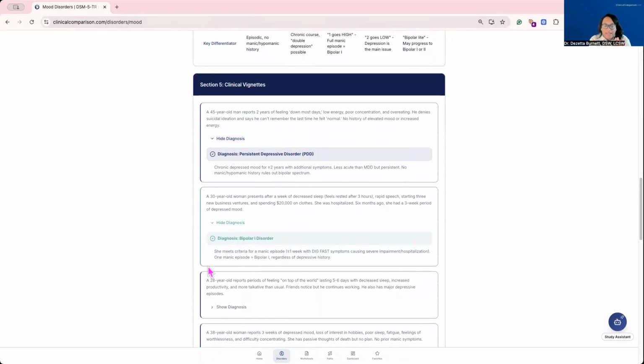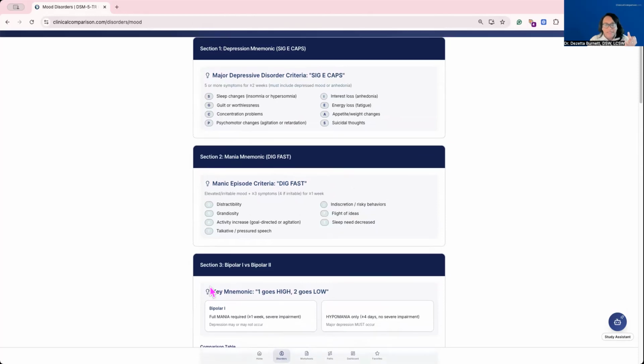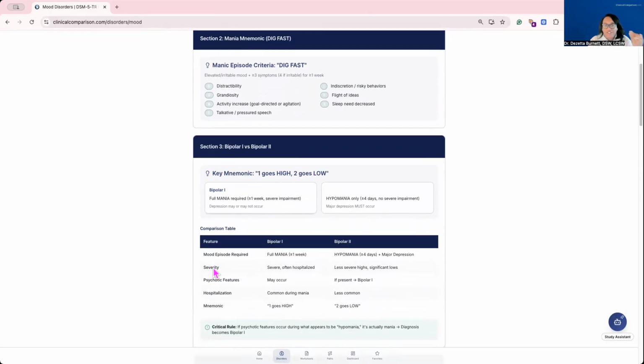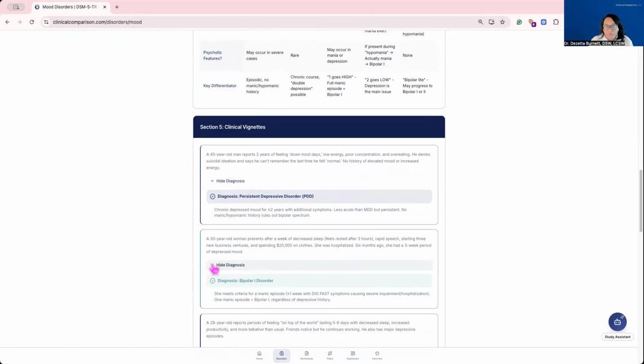Remember that mnemonic, big, fast symptoms causing severe impairment and hospitalization, distractibility, increased need, increased indiscretion, that risky behavior we talked about, the grandiosity, the sleep need decreased, and then that flight of ideas and that talkative pressured speech. And now she has this goal-oriented behavior. So that is bipolar one.